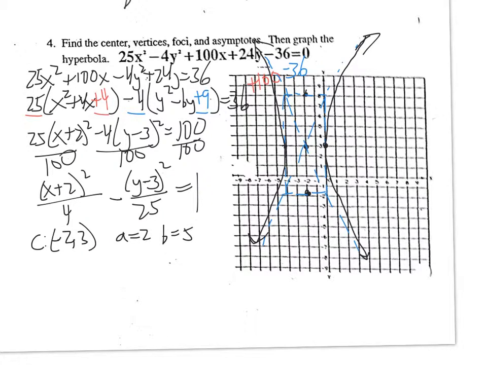Let's see, it says find the vertices. Well, we plotted them, but let's go ahead and state them since the problem says that. So the vertices are going to be at 0, 3 and -4, 3.